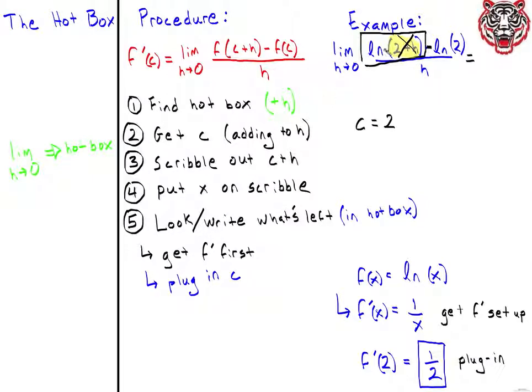We knew what c was because it's something plus h, and we found that that was 2 plus h. We scribbled out the c plus h, and in its place we wrote an x, the variable x. So now what's left is natural log of x in the hot box. So that is our function. We took the derivative, and then we plugged in our c that we found from step 2, and we found our answer. Do we have questions now before we go to our summaries?